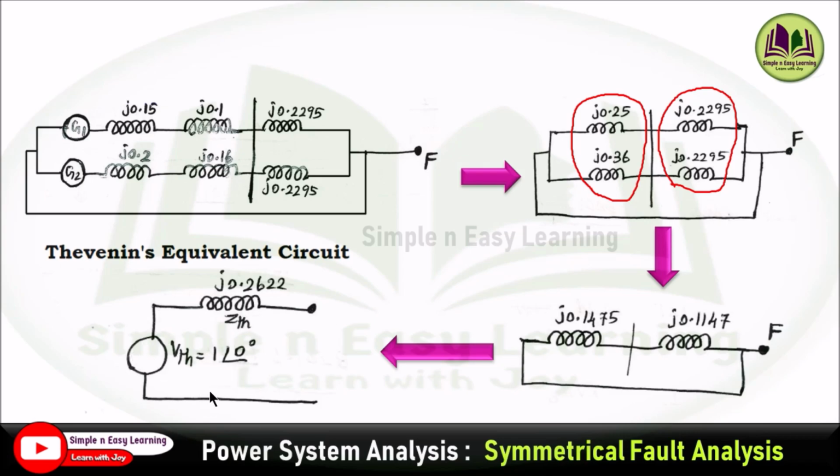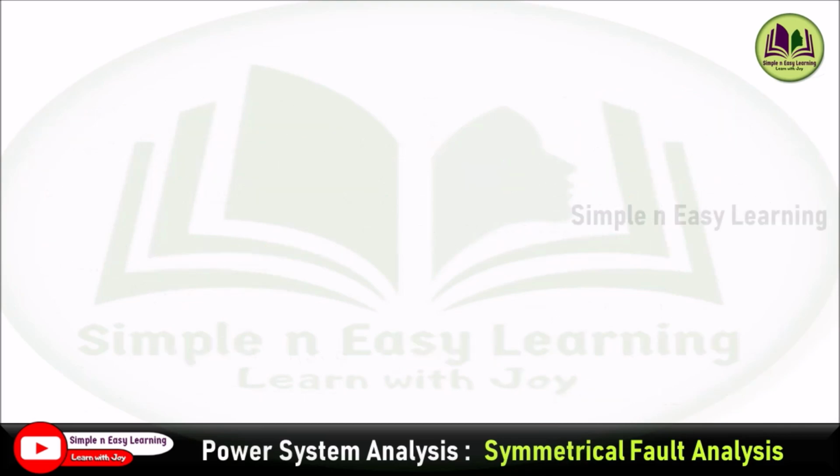So Thevenin equivalent circuit means whatever may be the complex electric circuit, you have to reduce that complex electric circuit into a single Thevenin impedance with a voltage source of Thevenin voltage. So here the V Thevenin is 1 angle 0 and Z Thevenin is 0.2622. So using this Thevenin equivalent circuit you can determine the fault current.